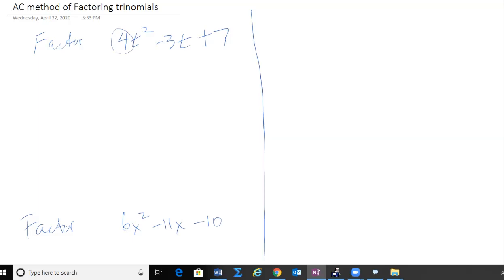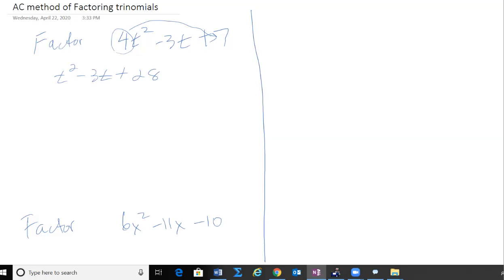We ignore the 4 for the moment, and we just write t squared minus 3t, and we put the 4 times that 7 on the end over here. Okay, 4 times 7 is 28, so you write plus 28. Now, if we can come up with two factors whose product is 28, which add up to negative 3, then we can factor this thing. And here's how we'll do it.